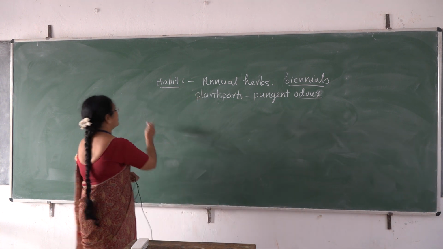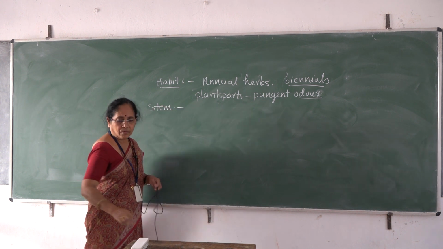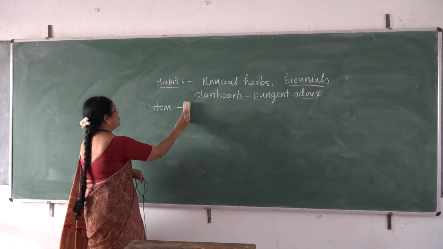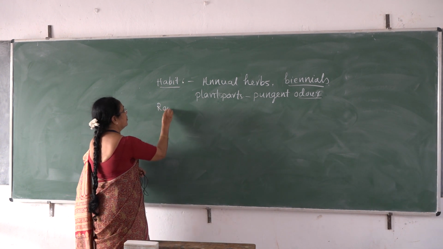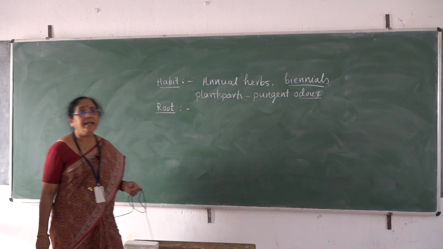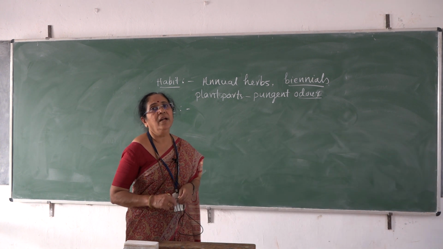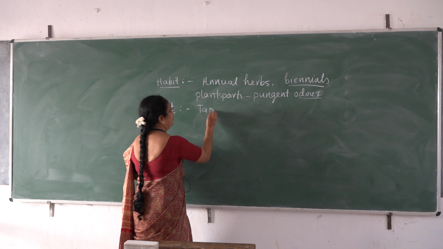The next part of study is stem. Sorry, before we go on to stem, let's finish off root first. Begin with the root. Because it is a dicotyledonous plant, the plants are characterized by the taproot system. Okay, the root system is taproot system.